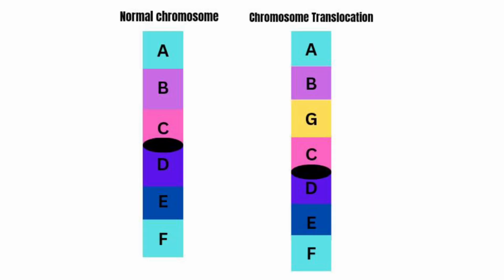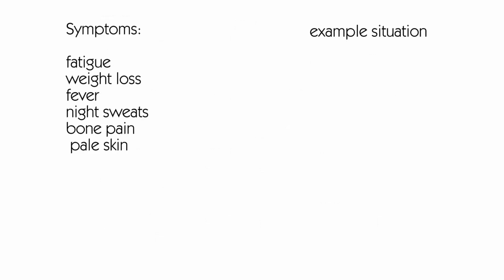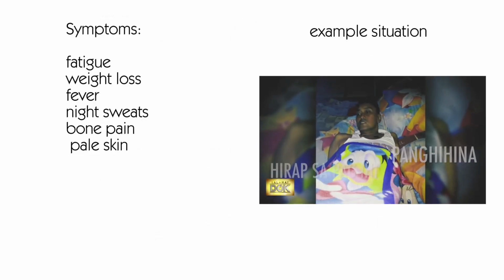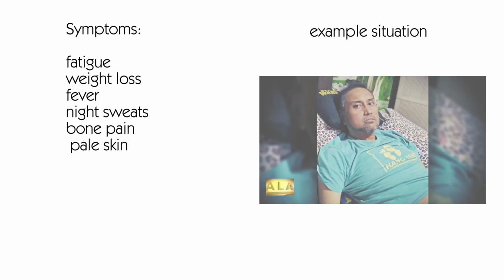And lastly, translocation, where chromosome segments from an outside chromosome are gained. As you can see, the chromosome obtained a segment labeled G from another chromosome. An example of this is chronic myelogenous leukemia, a type of cancer which affects the blood. This results from a translocation between chromosomes 9 and 22. Symptoms of this include fatigue, weight loss, fever, night sweats, bone pain, and pale skin.